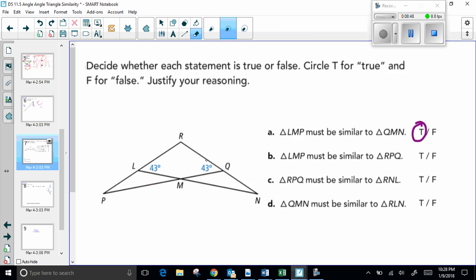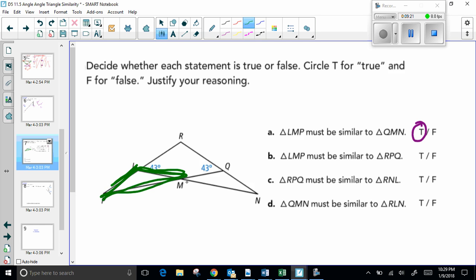I've got one 43-degree angle here. Does this one also have that 43-degree angle? No, I got the one on the other side, but that doesn't work. What I do have, though, is an overlapping angle. LMP right here. Boy, that's a really messy triangle.